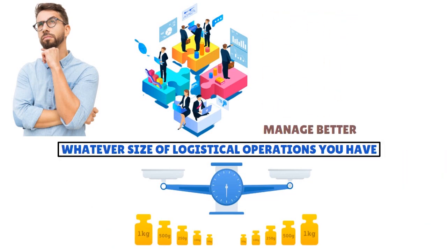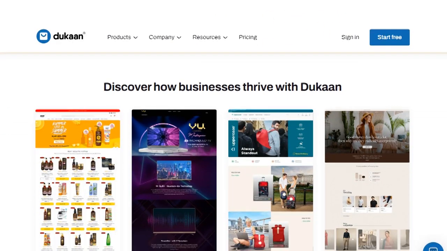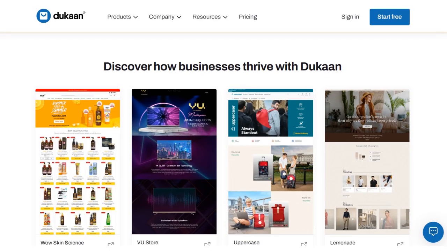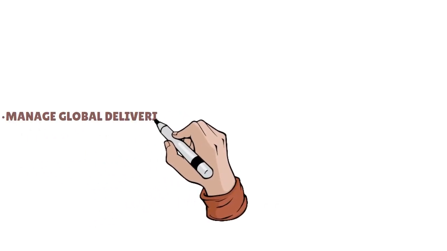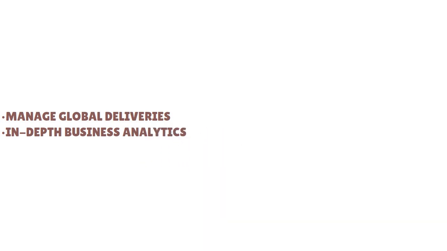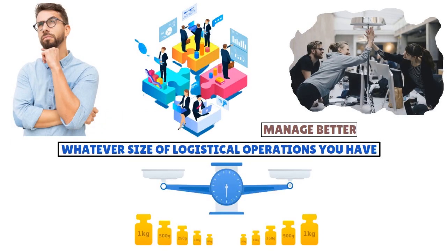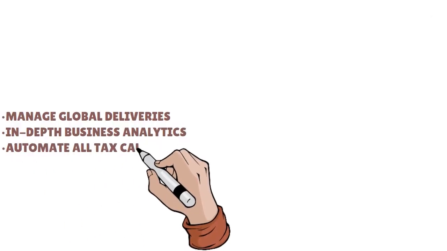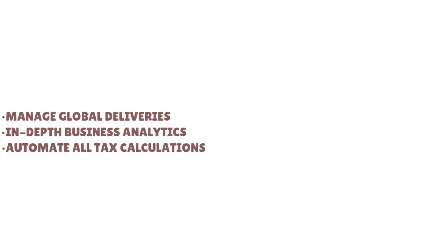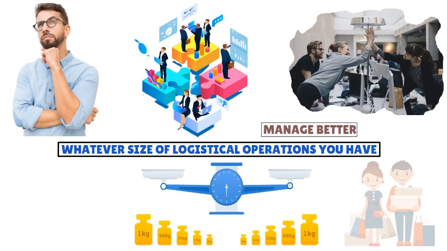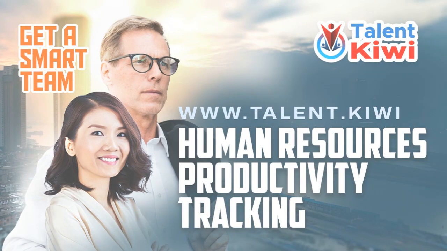When I speak about managing better, you are able to do order tracking, invoicing, and order reports. So that's kind of cool. You have bulk edit of product prices, variants, and inventory. You are able to manage global delivery. You have in-depth business analytics, which from a benchmarking point of view is kind of cool because it gives you the granularity, breadth and depth that you need to run your business in a scalable manner over time. You also have the ability to automate all tax calculations, so that's kind of cool in terms of having a fully optimized checkout experience for your customers.